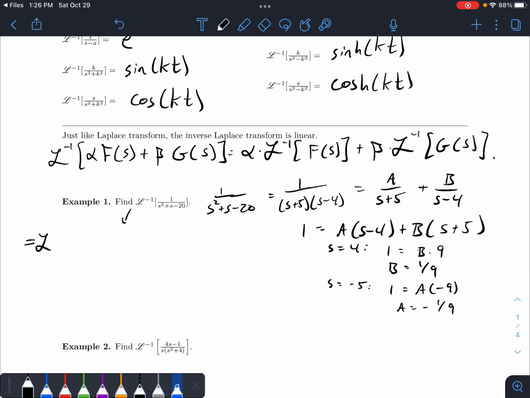So now we can go back over here and say that this inverse Laplace transform is equal to the inverse Laplace transform of A over s plus 5 plus B over s minus 4. And now we know what A is, we know what B is. So we could just write this as negative 1/9 times 1 over s plus 5 plus B, which is 1/9, times 1 over s minus 4.